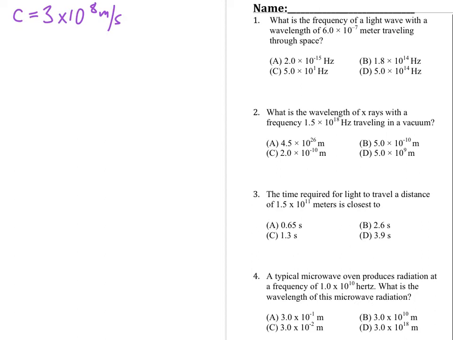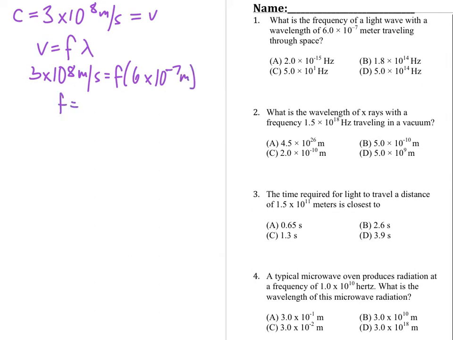And we're figuring out the frequency of a light wave. So this is our equation. v is equal to f lambda. f is our frequency, lambda is our wavelength, and let's plug it in. Should get a choice D.